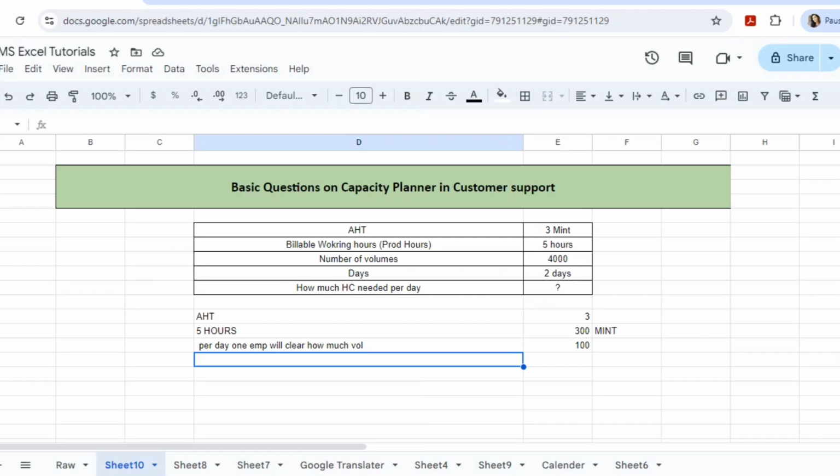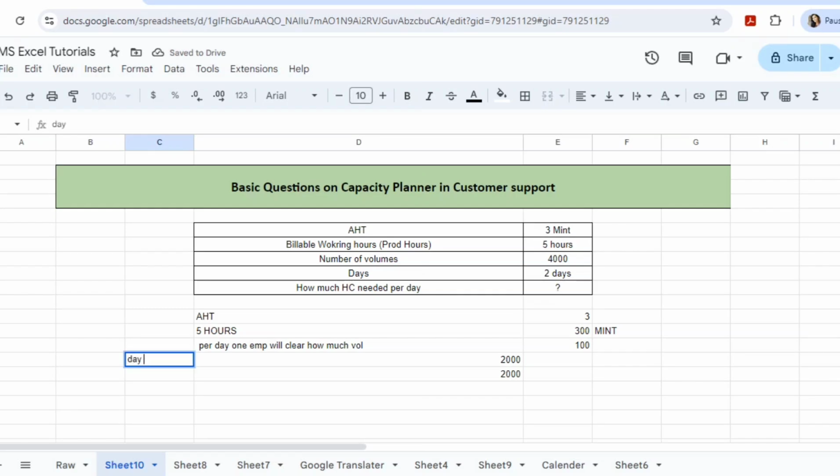Now they ask how much HC I need to clear out these 4000 volumes in 2 days. You can do it in a different way. I'm considering that I'll clear 2000 today and 2000 tomorrow, day one and day two. In this case, 2000 divided by 100 means I require 20 employees per day, because the same 20 employees will come tomorrow, correct? Because of week offs or anything, you will also have buffers. So you require 20 employees per day to clear out this 4000 volume in 2 days.